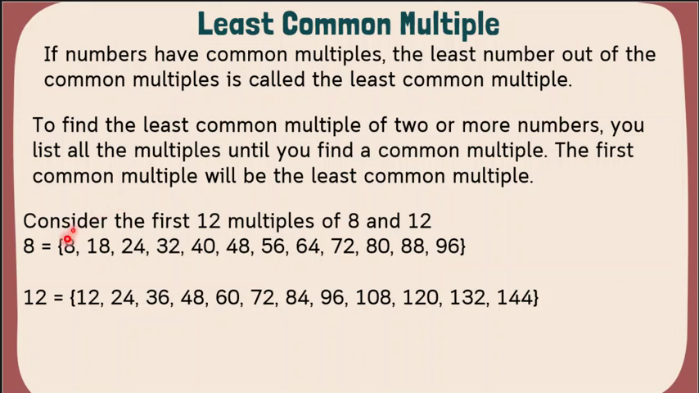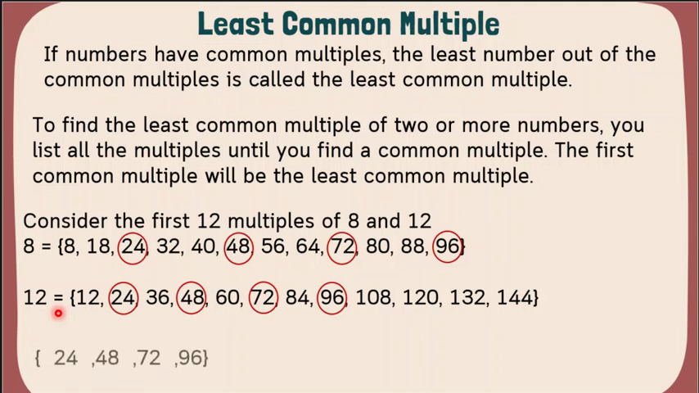Again, the example we did, 8 and 12, we have some multiples we found like 24, 48, 72 and then 96. Which of these numbers that are common to both of them is the least? 24, right? So out of these common multiples, 24 is the least of them. So 24 is the least common multiple of 8 and 12.